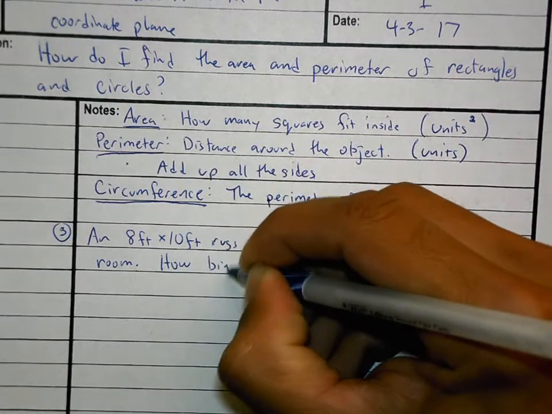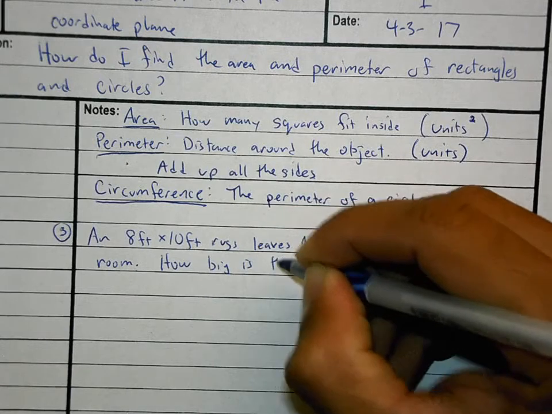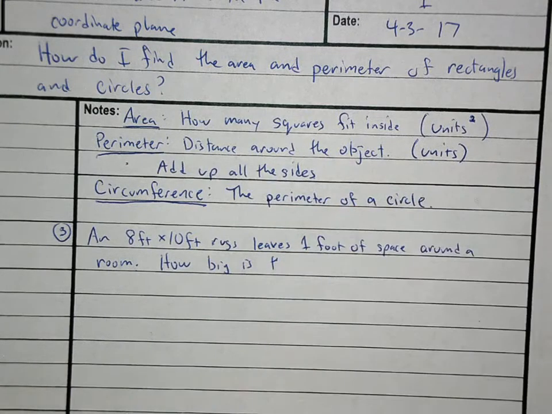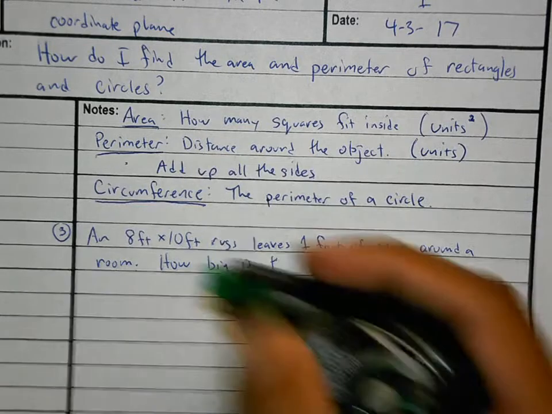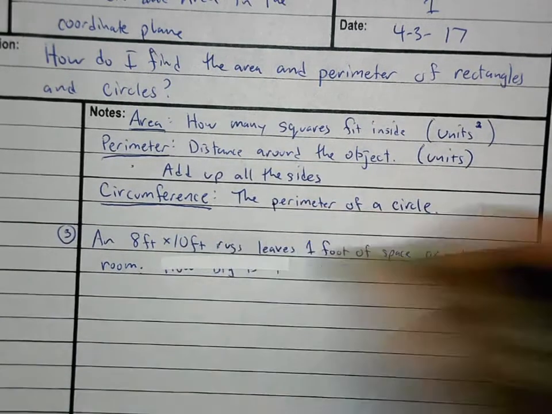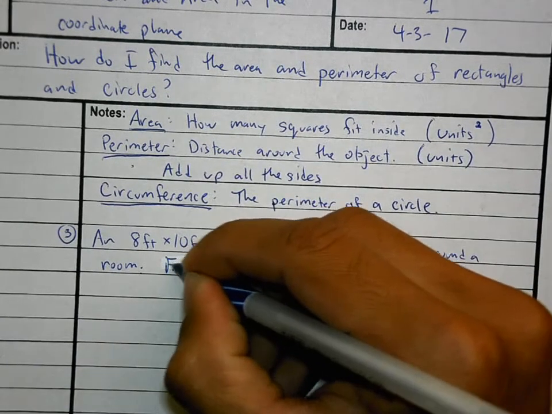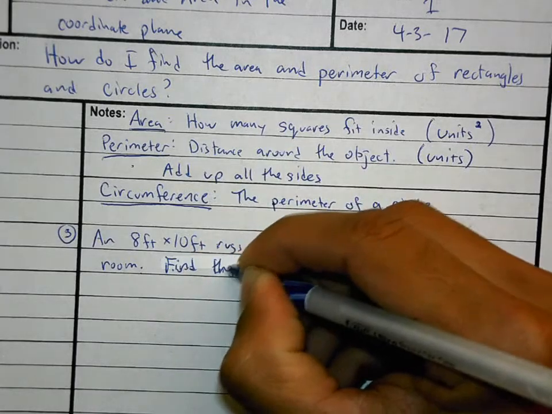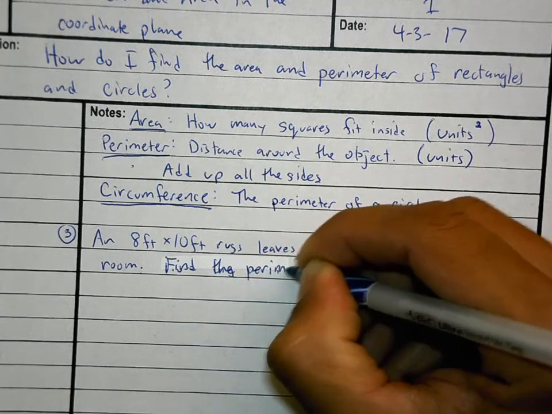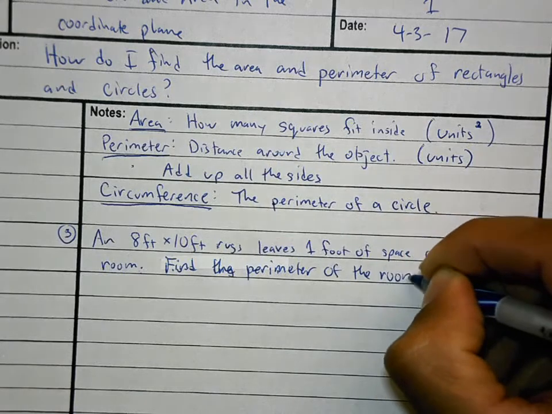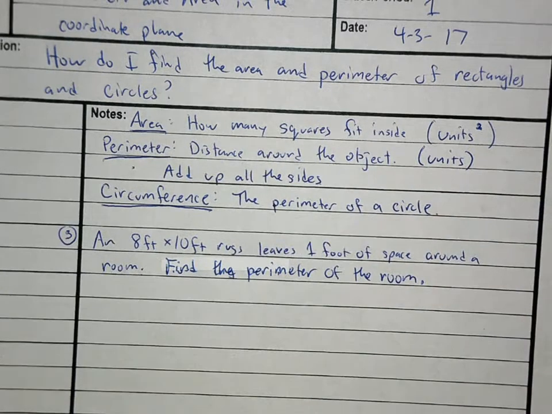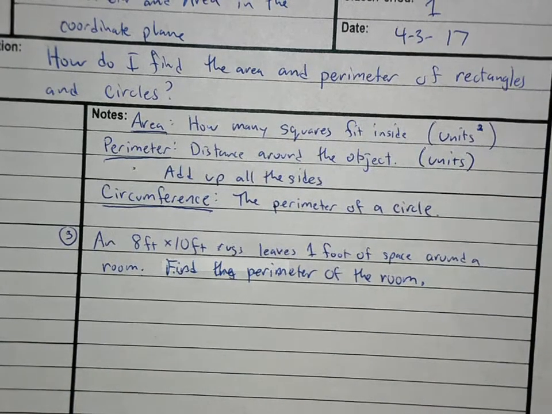How big is... Oh, no, that's not what it said. It said find the perimeter of the room. Erase. Find the perimeter of the room. That's what we're supposed to do. Scoot this up a little.